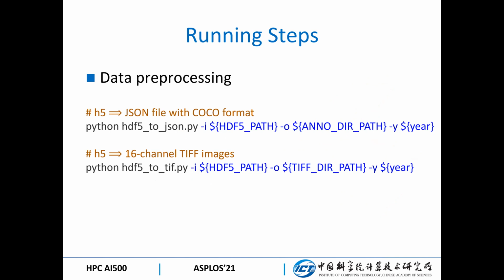The first running step is data processing. The implementation needs the data to be processed to COCO format. Therefore, we provide two scripts to do this work. The first one, HDF5 to JSON, is responsible for generating JSON files of COCO format. The second one is responsible for generating 16-channel TIFF images.